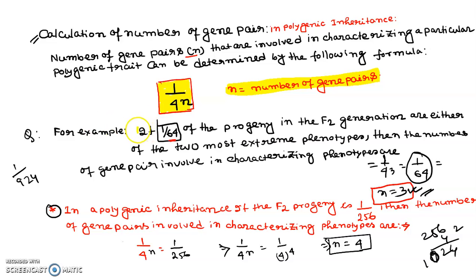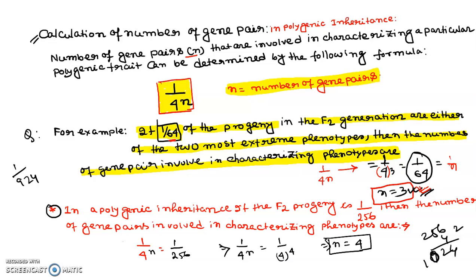For example, if 1 by 64 of the progeny in the F2 generation show either of the two extreme phenotypes, then what is the number of gene pairs involved? Here 1 by 64 means 1 by 4 to the power 3. Our formula is 1 by 4 to the power n, so 1 by 64 gives n equal to 3. This is the correct answer.